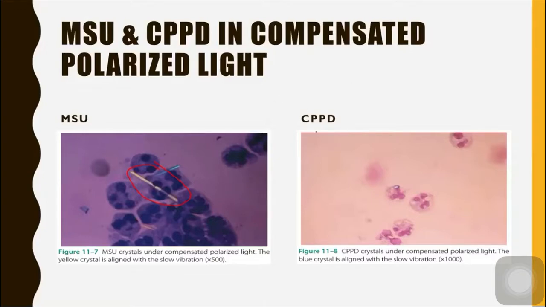How about calcium pyrophosphate? Here, it shows a positive, blue rhomboid crystal in compensated polarizing microscopy. Again, take note: MSU is a yellow, needle-shaped crystal with negative birefringence in compensated polarizing microscopy. Meanwhile, calcium pyrophosphate in compensated polarizing microscopy shows a positive birefringence, a blue rhomboid-shaped crystal.